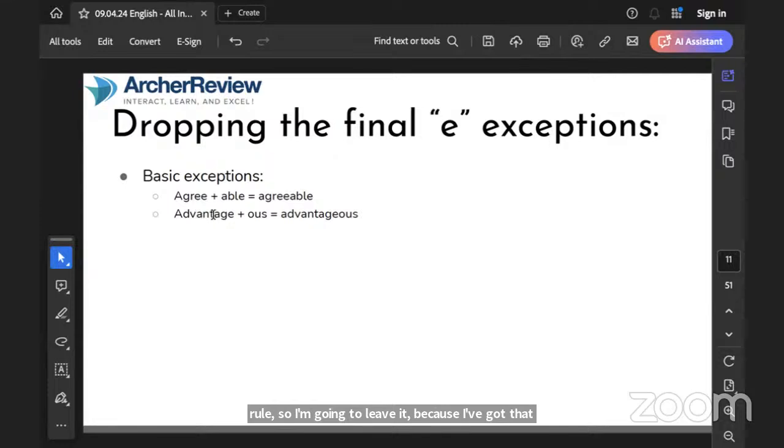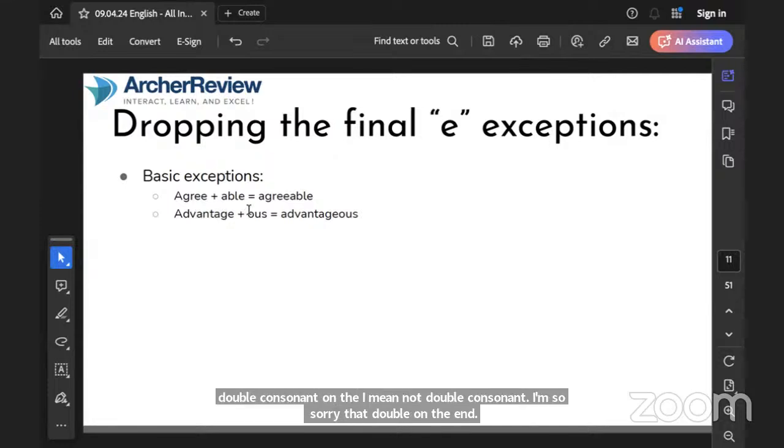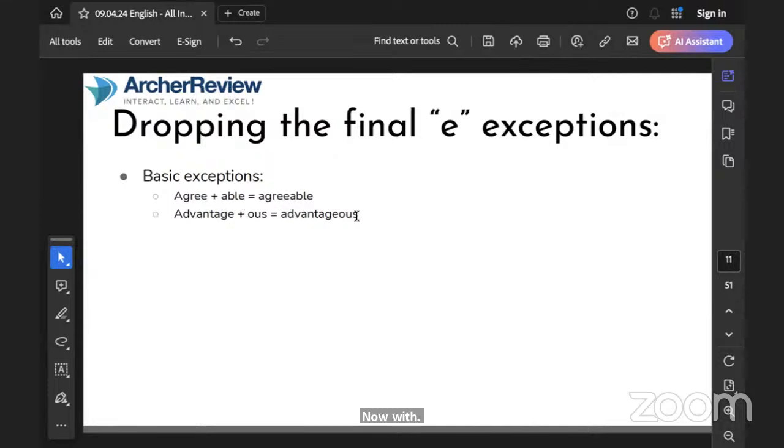Now with advantage, and then if you add the suffix ous, advantageous, that one is just one of those random exceptions, really. There's not really a rule to it. There's just a random exception that you leave the E with the ous.